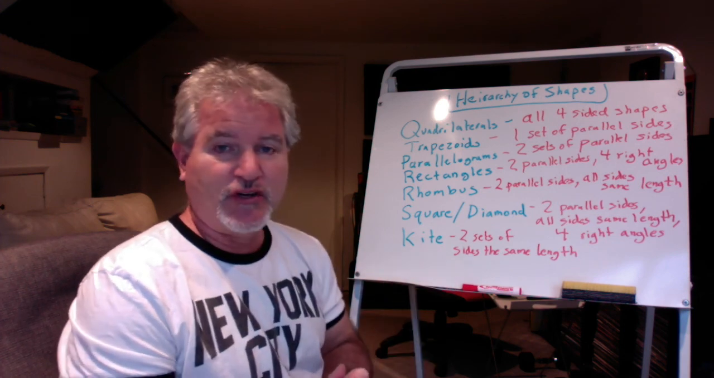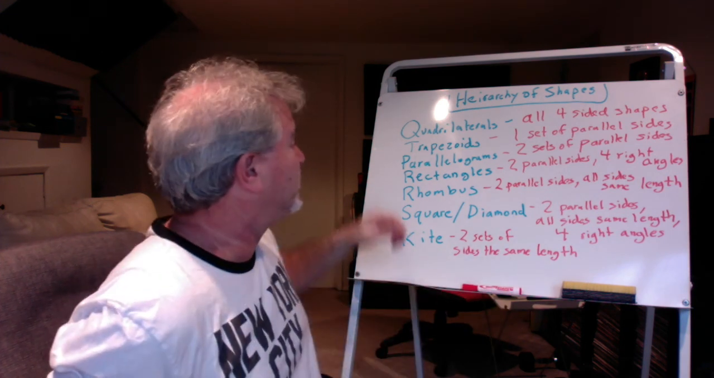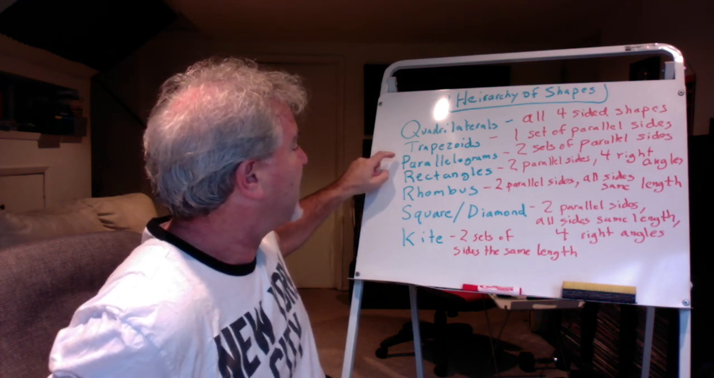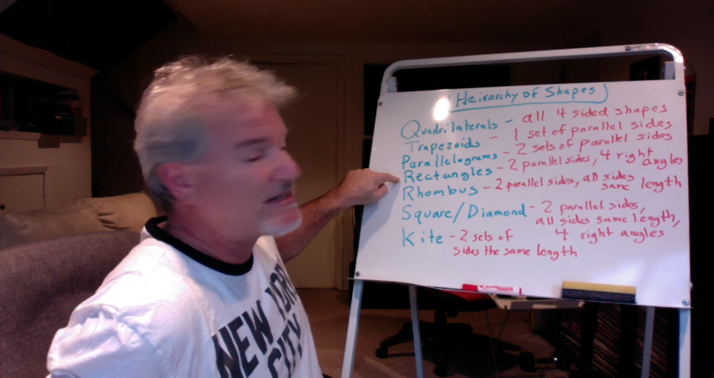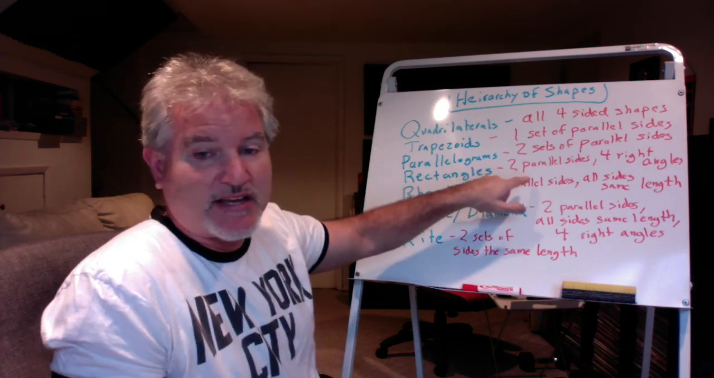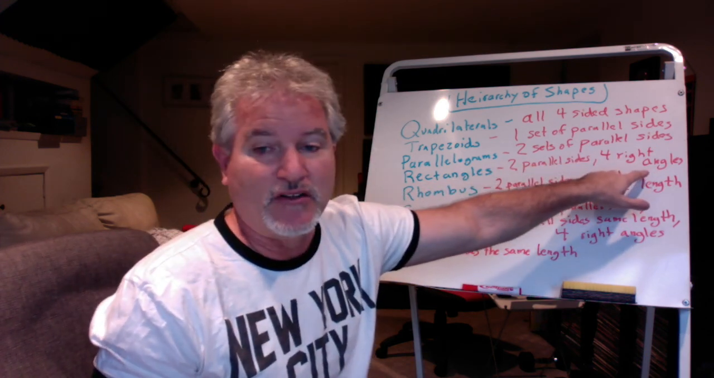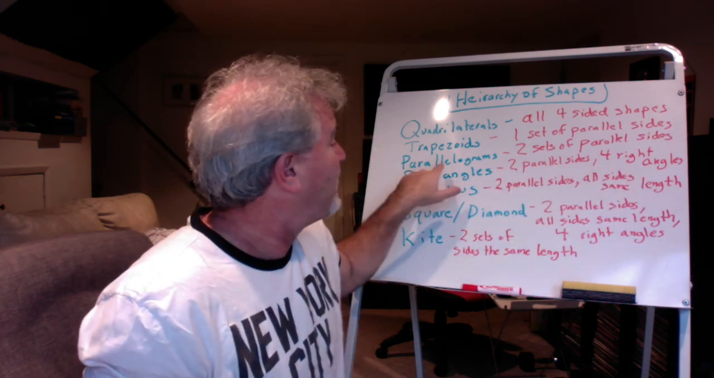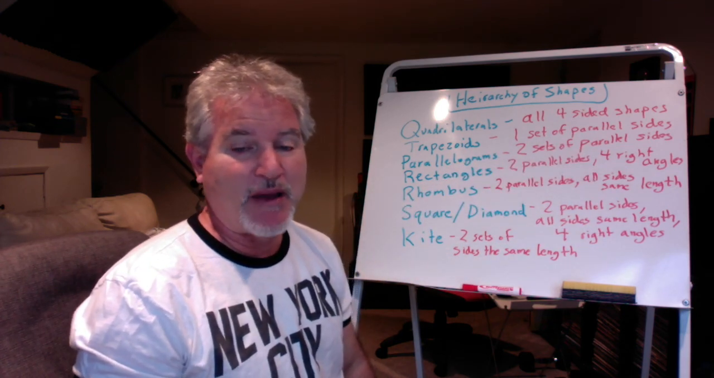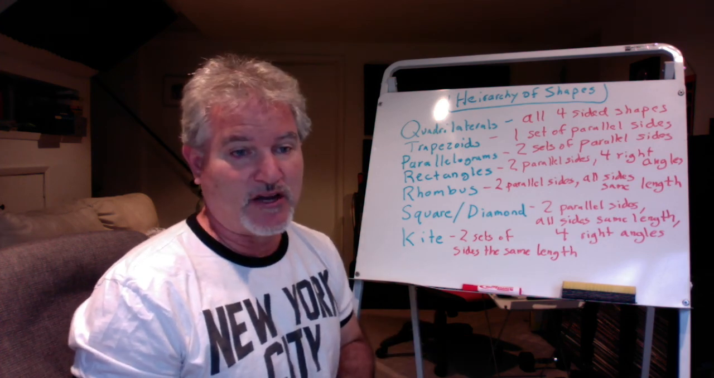Now, one thing I should mention is you can't go backwards. So in other words, a rectangle is a parallelogram, but if I say, is a parallelogram a rectangle? Well, now we have to ask, what is the definition of a rectangle? A rectangle has two sets of parallel sides and four right angles. A parallelogram does not have to have four right angles, which means a parallelogram is not a rectangle.